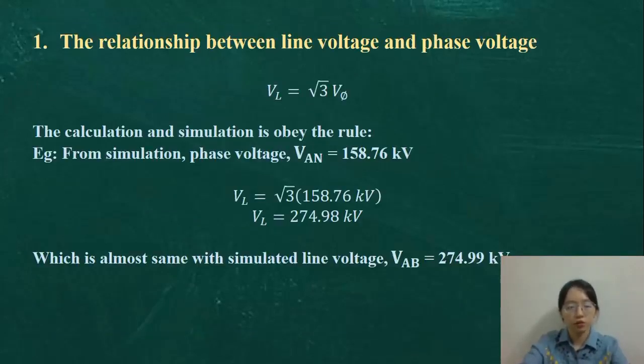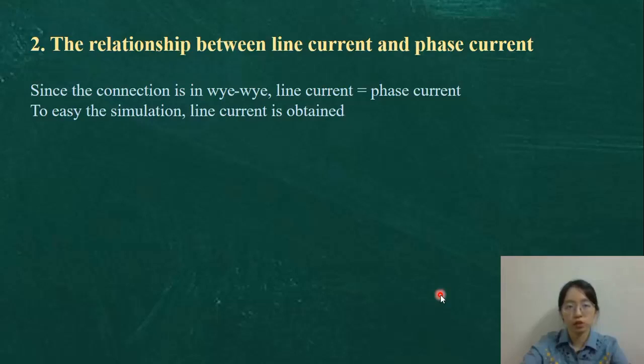Discussions. The first is the relationship between the line voltage and the phase voltage. It can show that the line voltage is square root 3 greater than the phase voltage. As an example, we use VAN equal to 158.76 kilovolt, substitute the value, and we get the line voltage is 274.98 kilovolt. So it is almost the same as the simulated voltage, which is 274.99 kilovolts. The difference is 0.01 kilovolt. The second one is the relationship between the line current and the phase currents. And since this is a YY system, both are the same.